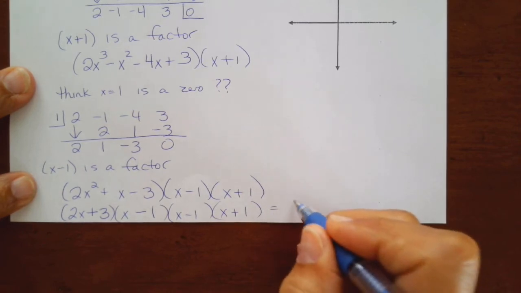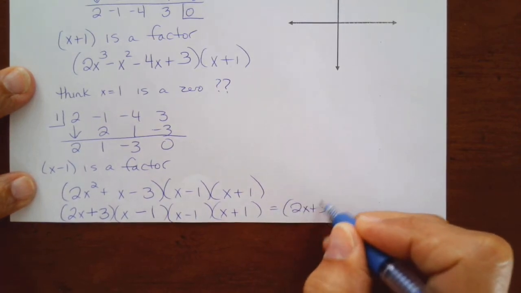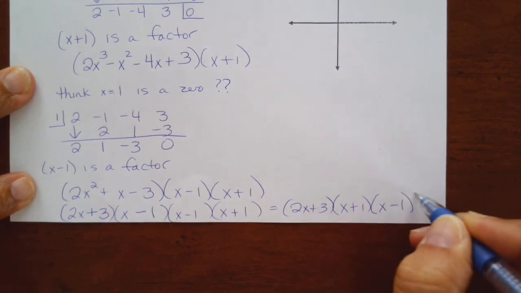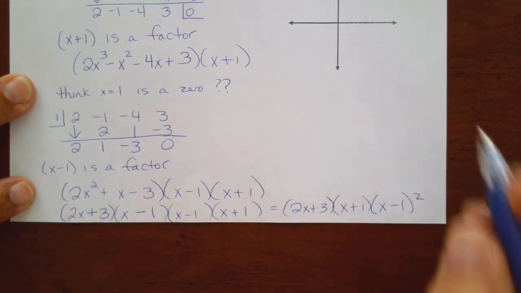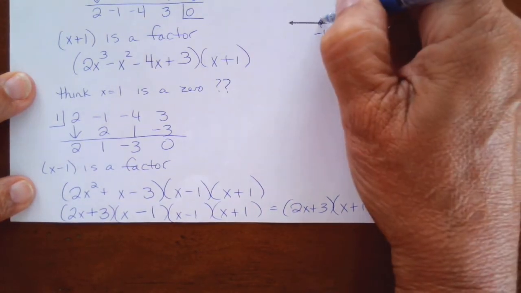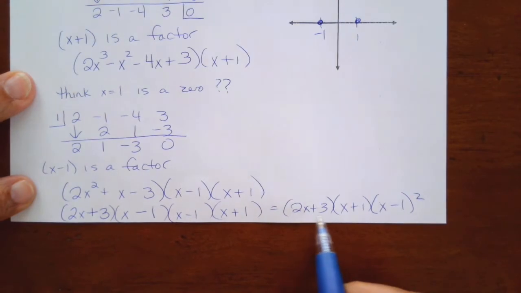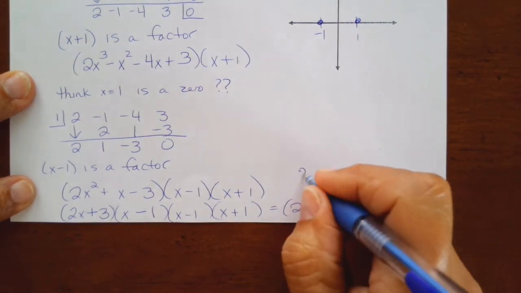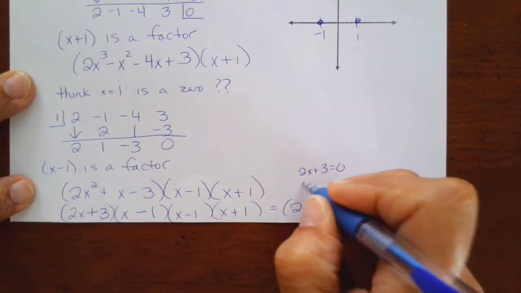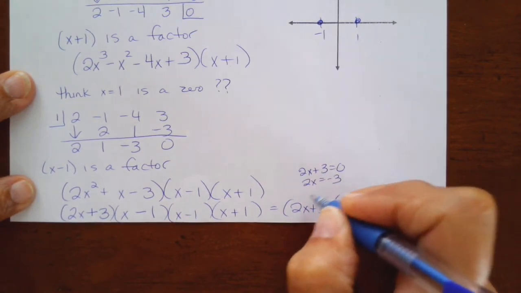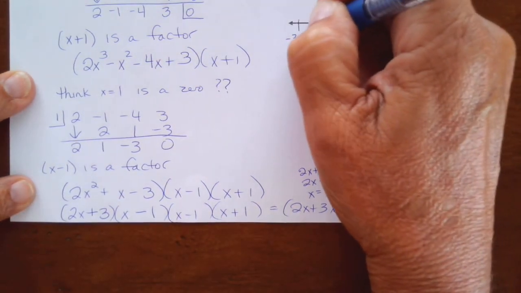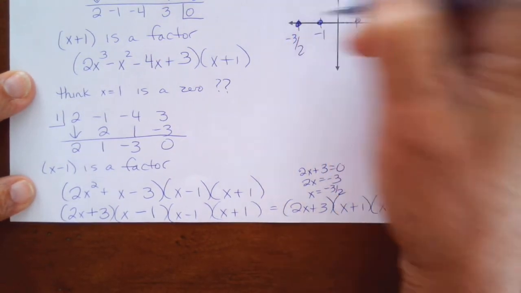So we end up with 2x plus 3, x plus 1, x minus 1 squared. So remember, that's why it touched. So at 1, it touched. And then here's your other factor. So if you set that equal to 0, subtract the 3, divide by 2, we get -3/2. So right here at -3/2, that was our other 0.